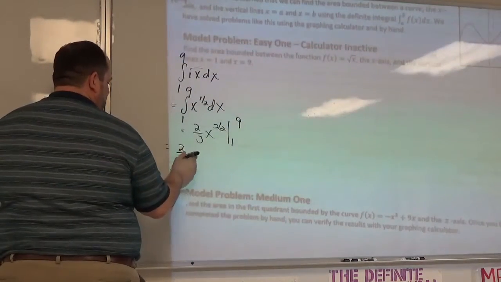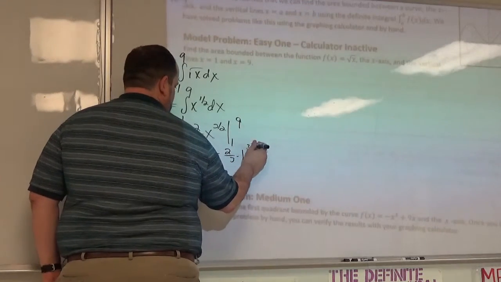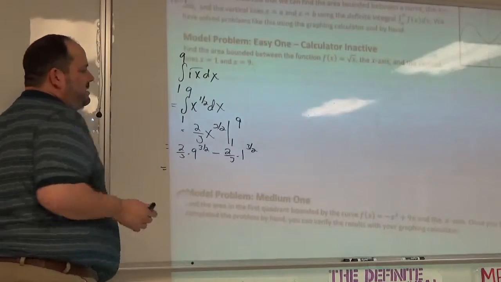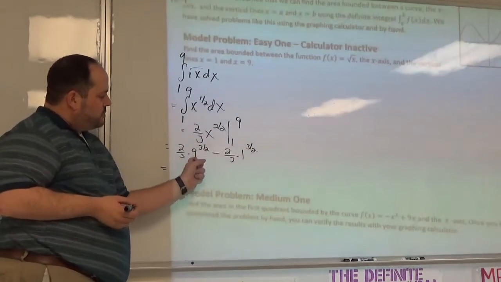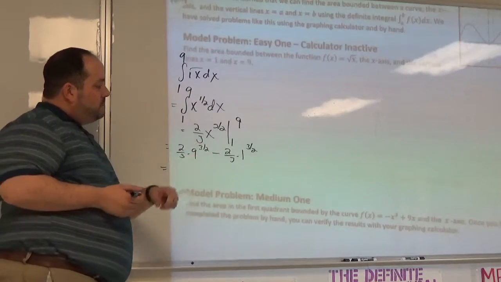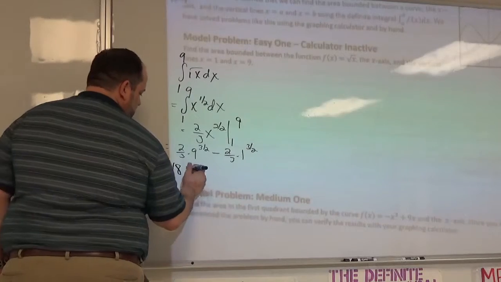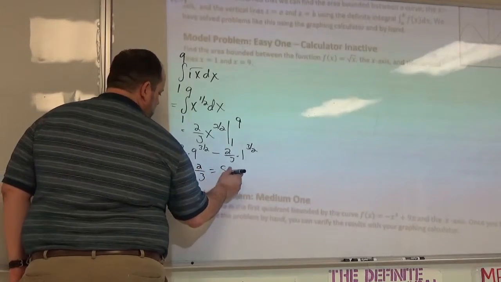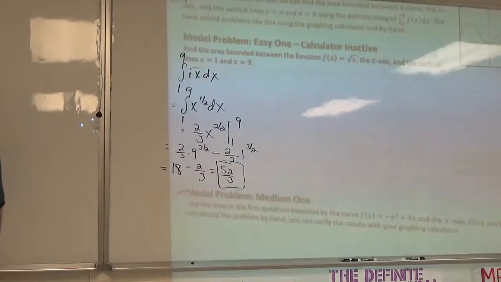You're going to plug in the 9, 2/3 9 to the 3/2, minus 2/3 1 to the 3/2. So I want you to simplify. Of course, 9 to the 3/2: take the square root of 9, that's 3. Cube it. What is that? 27. 2/3 of 27 is 18, minus 2/3. If you do that right, I think you get 52/3.